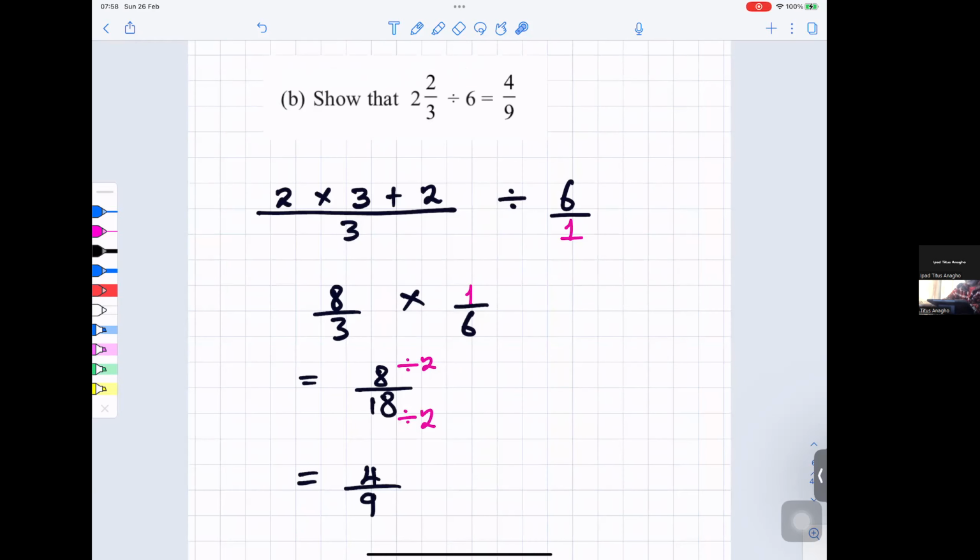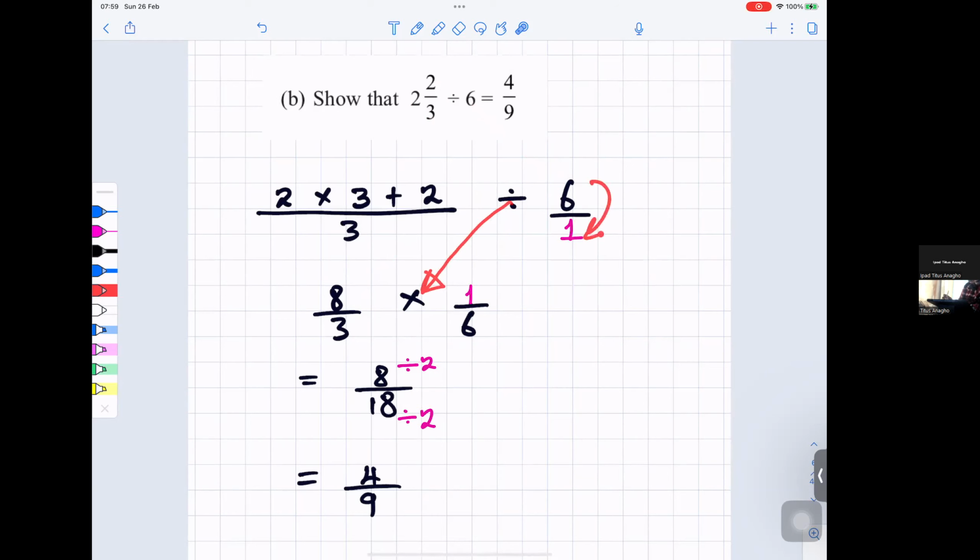Part B, show that 2 2/3 divided by 6 is 4 over 9. We want to change the left-hand side to look like the right-hand side. So that's the left-hand side. To change it, we change this mixed number to an improper fraction. 2 times 3 plus 2. 2 times 3 is 6 plus 2 is 8. So it's 8 over 3 divided by 6. This 6, you can write as 6 over 1. And you change the divide to a times.